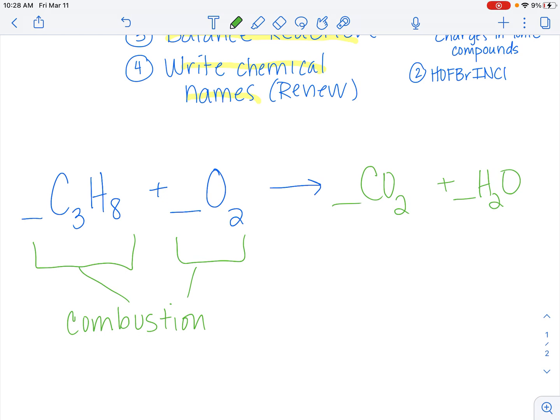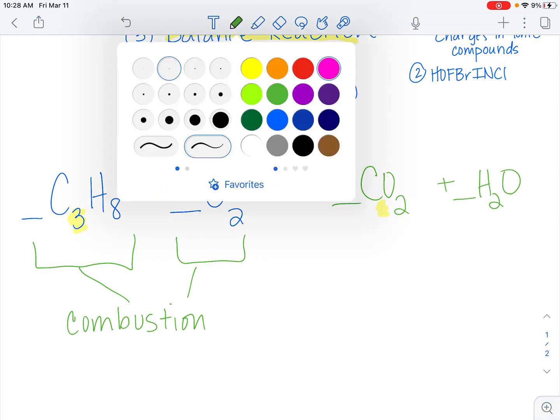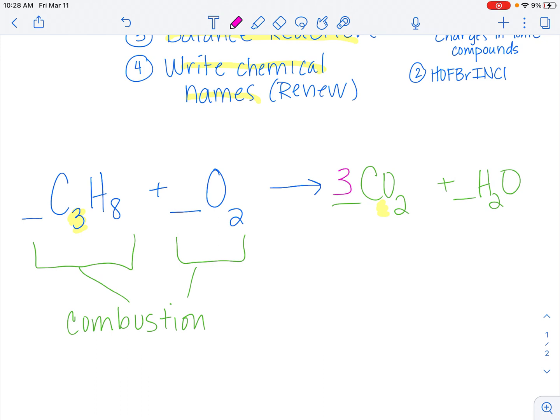When I look at this reaction, on the left-hand side, I have 3 carbons, and I only have 1 on the right side, or the product side. So I'm going to add a coefficient of 3 in front of carbon dioxide. Then when I look back on the reactant side, I have 8 hydrogen atoms. If I look on the product side, I only have 2. My best bet is to put in a coefficient of 4 to make sure those are balanced. All right, so now on both sides, I have 3 carbon atoms. Both sides, I have 8 hydrogen atoms.